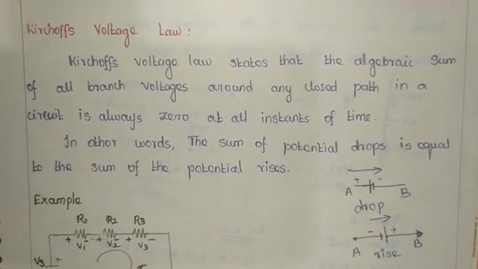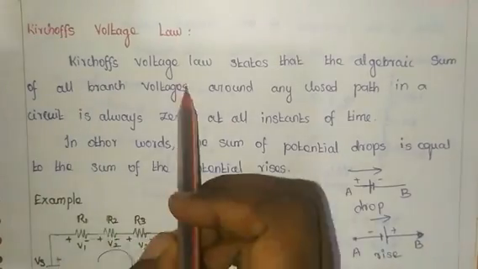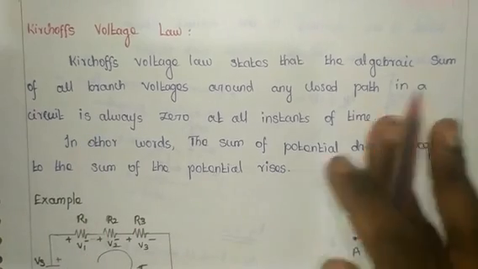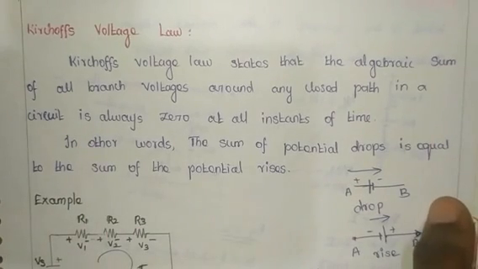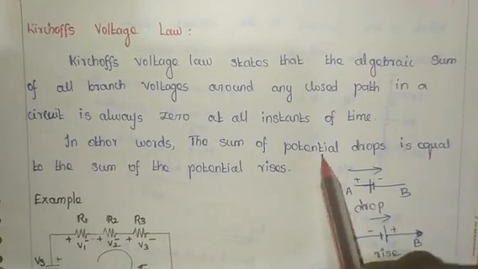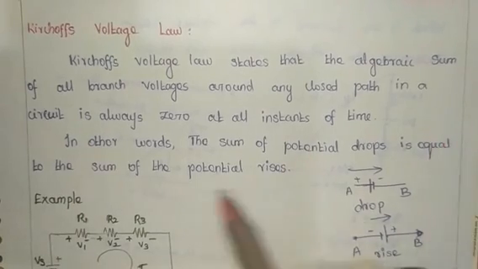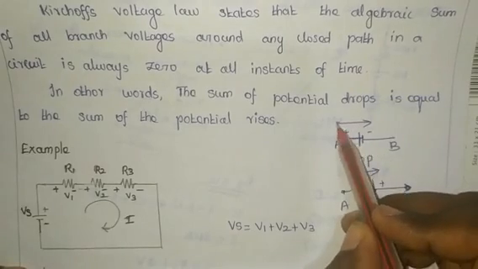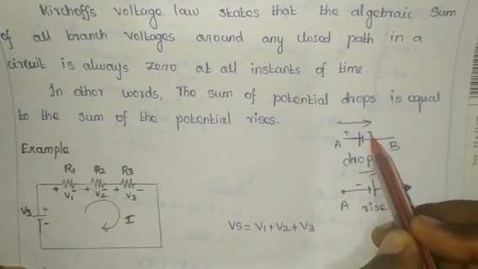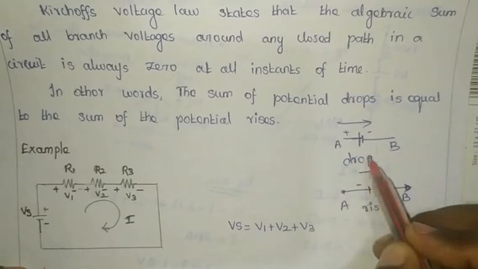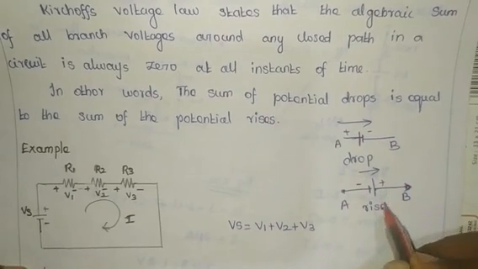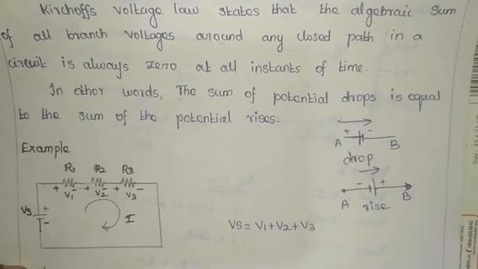Recall Kirchhoff's voltage law. Kirchhoff's voltage law states that the algebraic sum of all the branch voltages around any closed path in a circuit is always 0 at any instant of time. It can be otherwise stated as the sum of potential drops is equal to the sum of potential rises in a closed network. Normally, if the current is flowing from positive terminal to negative terminal, it is considered a voltage drop, and if it is flowing from negative to positive terminal, it is considered a voltage rise.